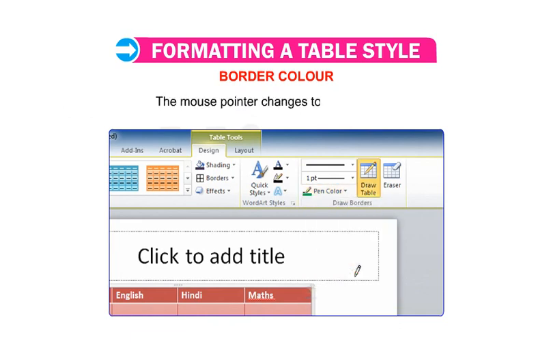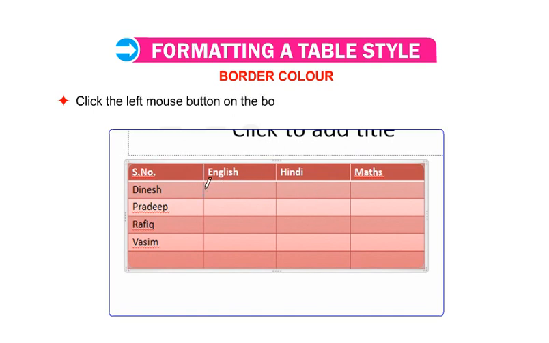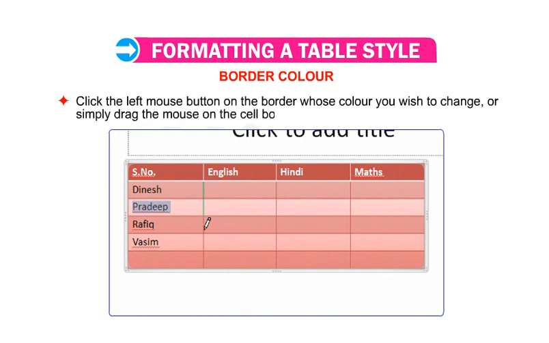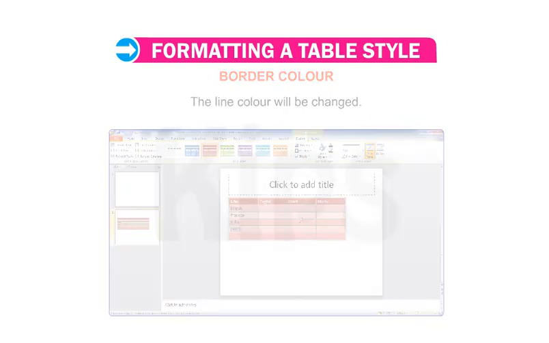The mouse pointer changes to pencil shape. Click the left mouse button on the border whose color you wish to change, or simply drag the mouse on the cell border and release the button. The line color will be changed.